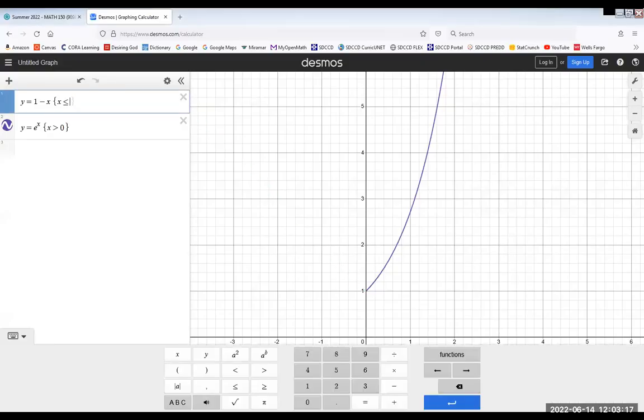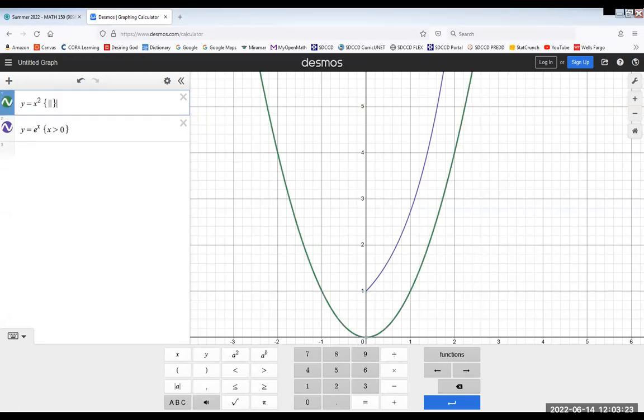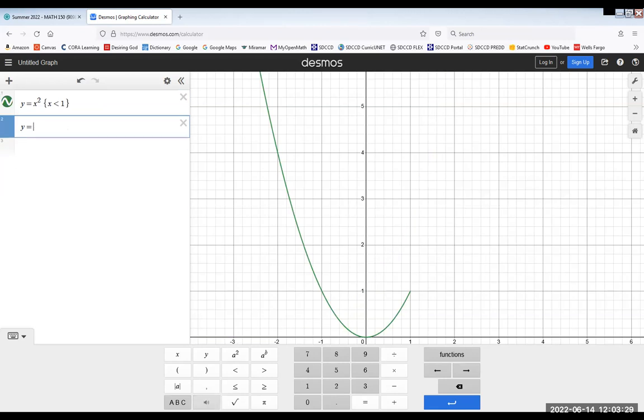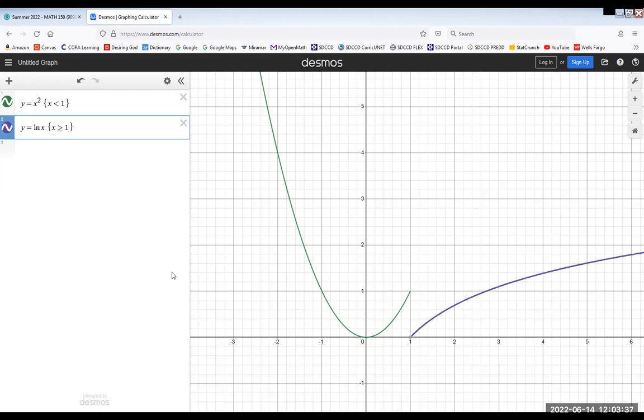I can't help it. Let's do a quick graph. I just like graphing these piecewise functions. Okay, so we have x squared where x is less than 1, and the natural log of x where x is greater than or equal to 1.